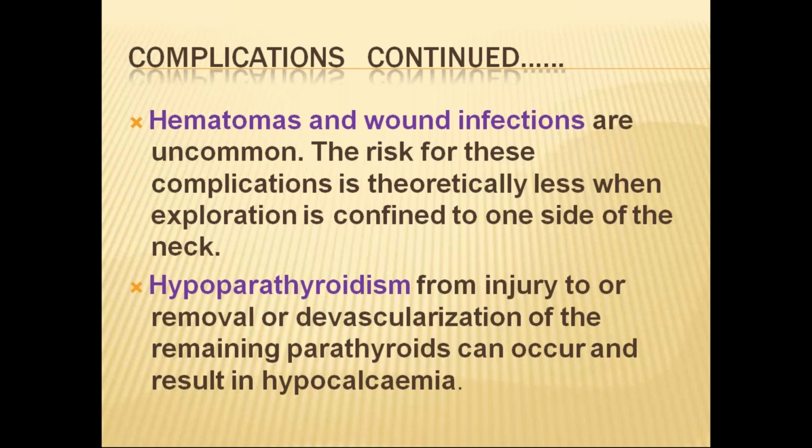And coming to the complications, like any surgery, there will be hematoma formation and wound infections. The most common complication is hypoparathyroidism, because I have removed all the glands, and the patient will complain of symptoms of hypocalcemia. The first symptom is perioral numbness, followed by twitching of the mouth when you flick your finger on the zygoma bone. You will twitch the mouth, and there is something called Chvostek's sign.